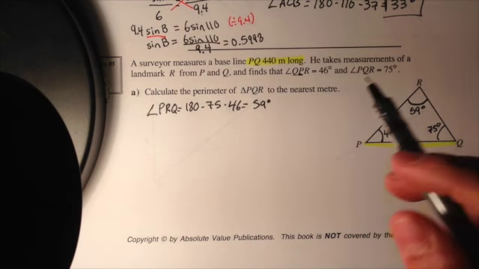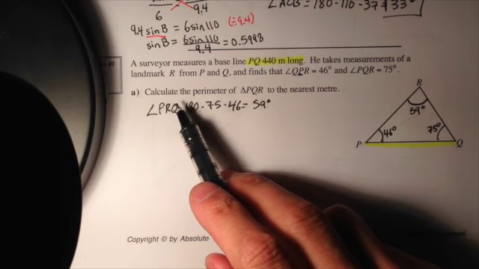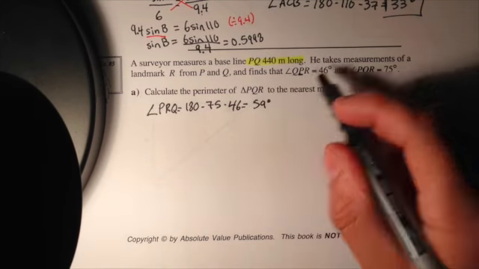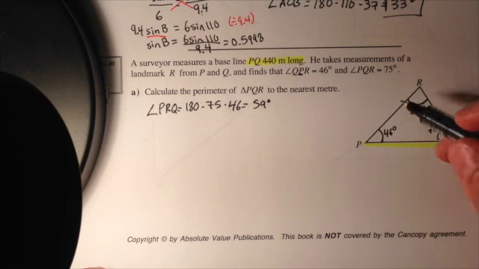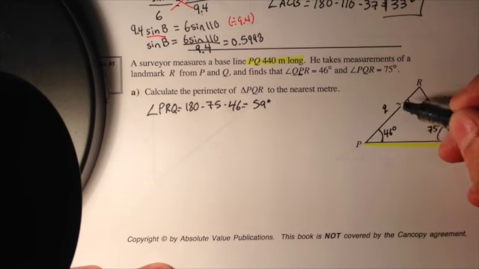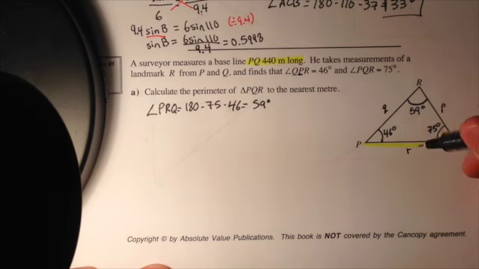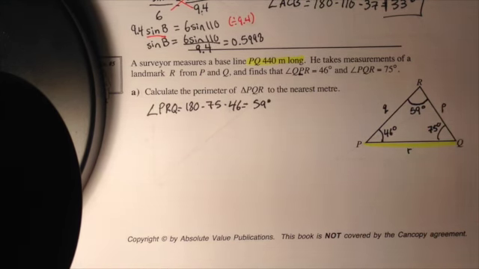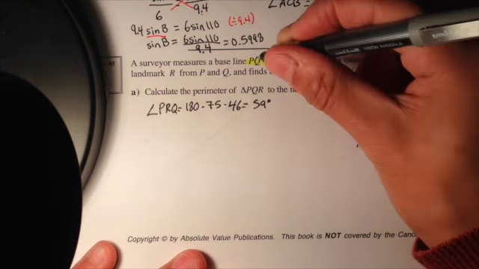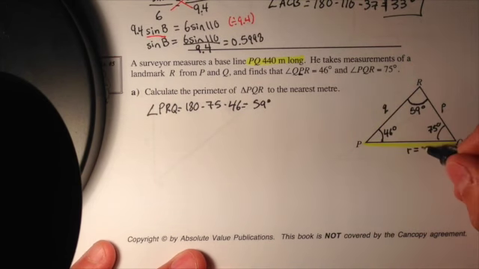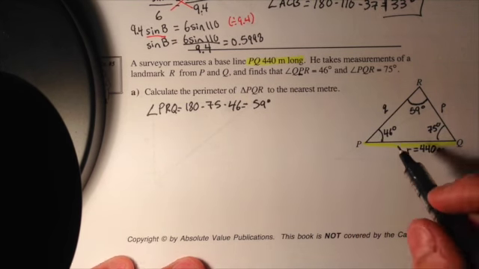Okay, and so what we want to do is calculate the perimeter of triangle PQR. So we want to know all the sides, because remember, if we want to know the perimeter, we need to add up all of these sides together. And remember, we need to have 3 pieces of information in order to solve any question, and we do, because remember that PQ, or R, is equal to 440 meters. Okay, and so now we can get started.